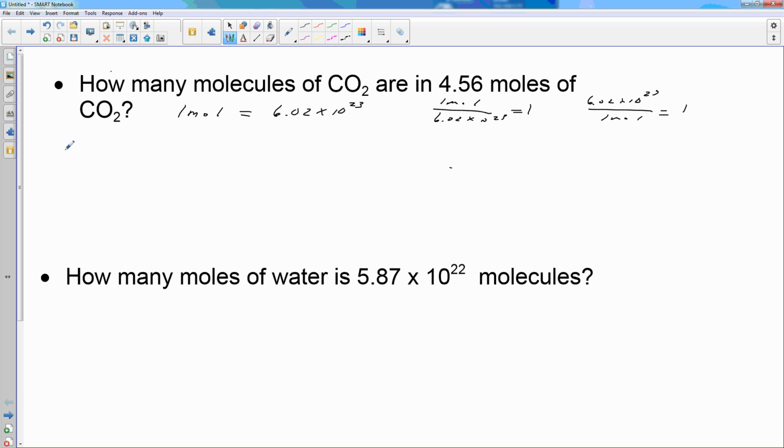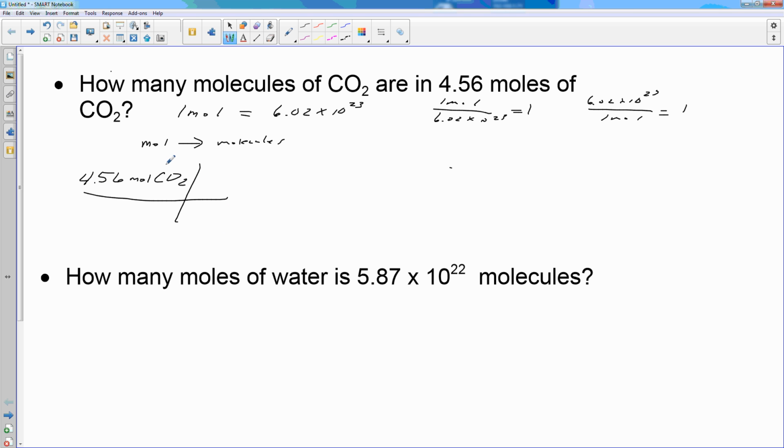Whenever we have a problem, we always start with what is given, what is provided. We're provided with 4.56 moles, and we're wanting to go to molecules. So we're going from moles to molecules, and in order to do that, we're going to use our equivalent statement: 1 mole is equal to 6.02 times 10 to the 23rd. So you begin your bracket with 4.56 moles of CO2, carbon dioxide, as we should properly name that.